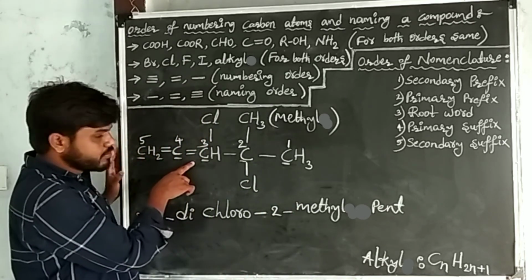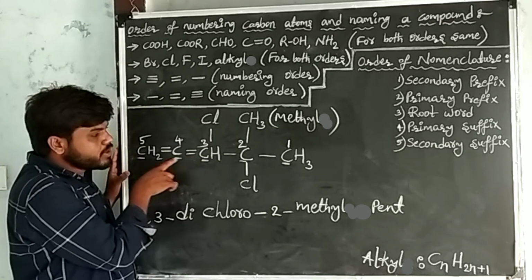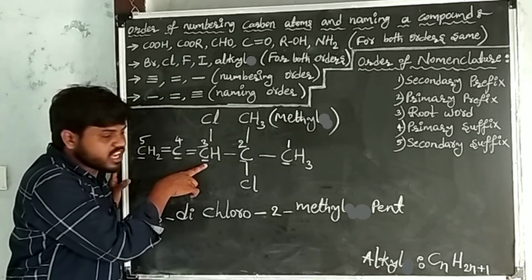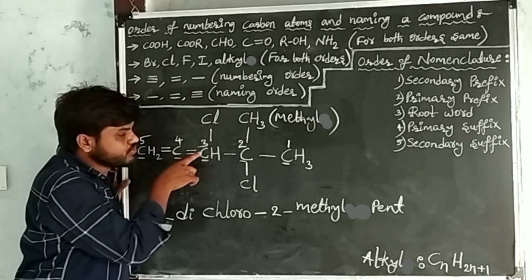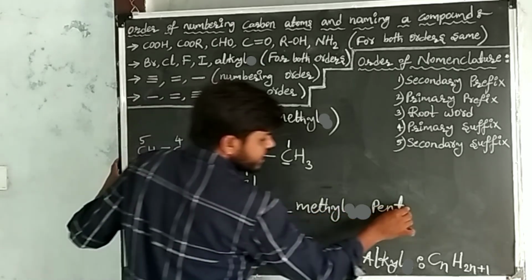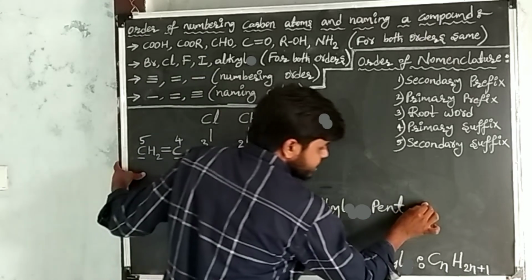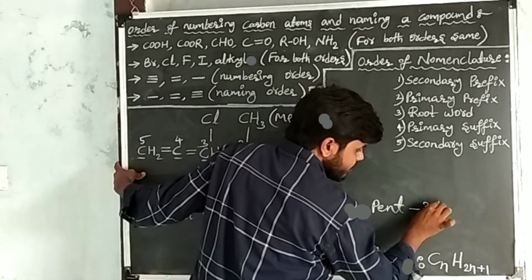First write the double bond positions. Where do we have double bonds? After the third carbon and the fourth carbon. So the positions of the double bonds are 3, 4. First write the positions 3, 4.